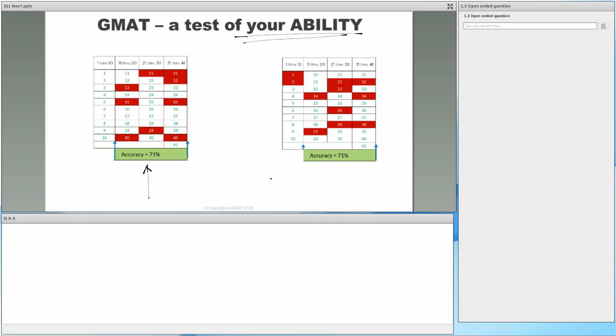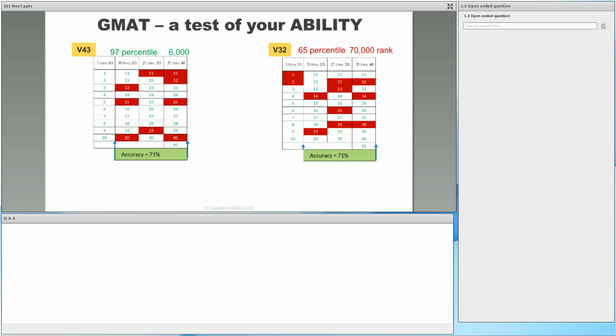What you see over here are 2 students. When you look at their accuracy between question numbers 11 and 41, you would find it's identical. Both of them have made 9 mistakes between question numbers 11 and 41. The only difference is that this guy has made 2 more mistakes over here, gotten 2 more questions wrong.